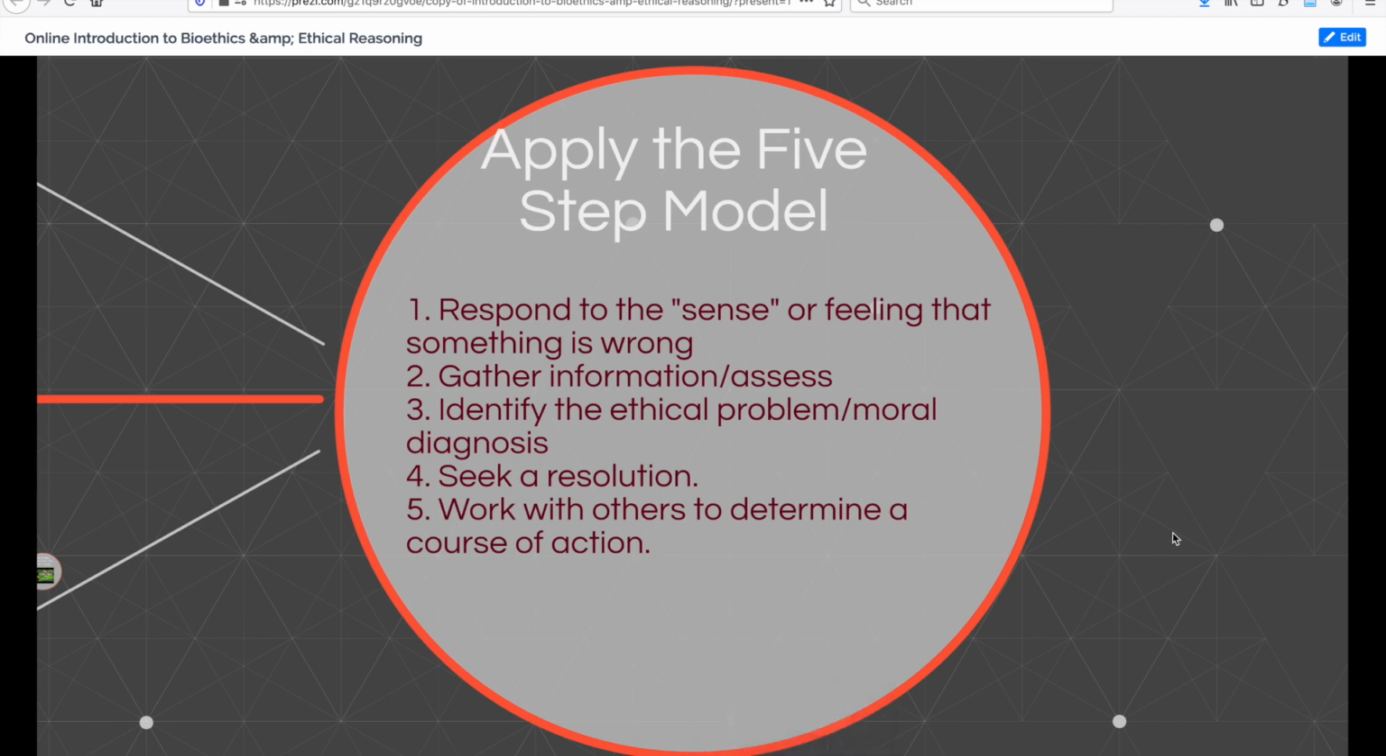Okay. So I'll leave you with the 5-step model. Today we covered a lot of ground. We set the foundation for our future discussions in bioethics. We talked about the subfields of bioethics. We discussed 3 branches of ethical decision making.